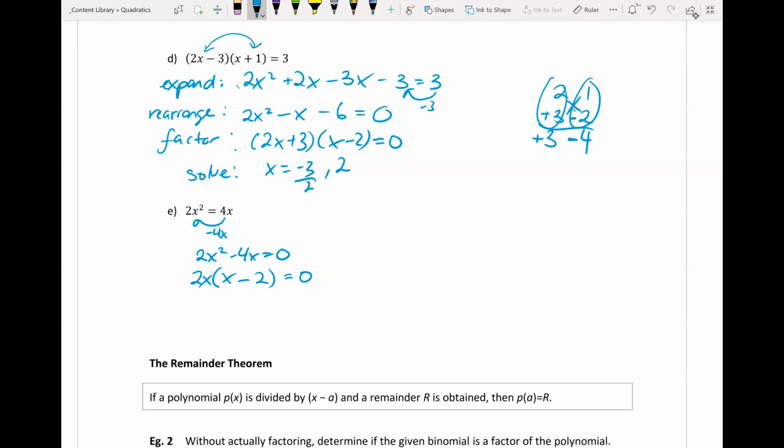Okay, so I'm going to solve for each. So that's 2x is equal to 0, and x minus 2 is equal to 0. So that means if I divide both sides by 2 here, I'm still going to get a 0. If I move the 2 to the other side, I'm going to get 2. So your final answer is 0 and 2.